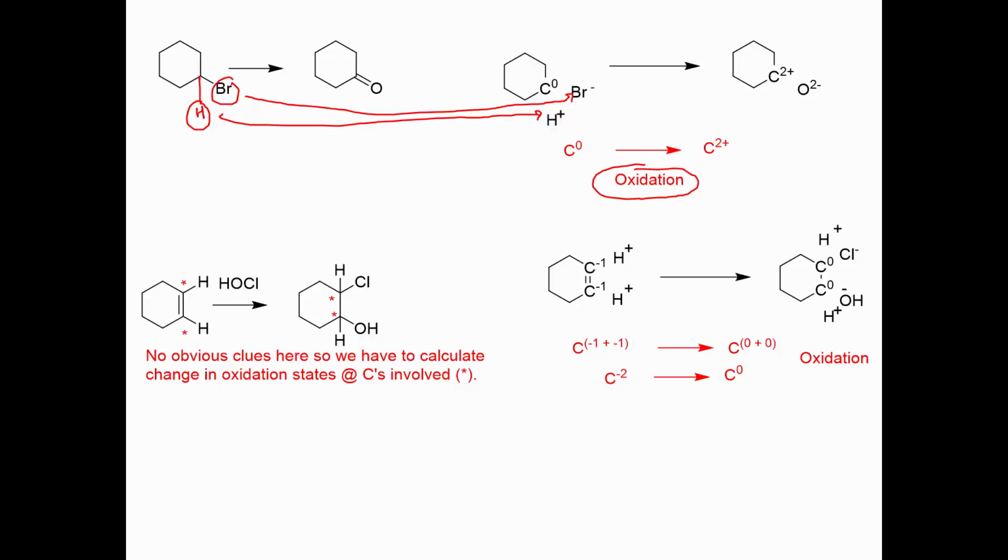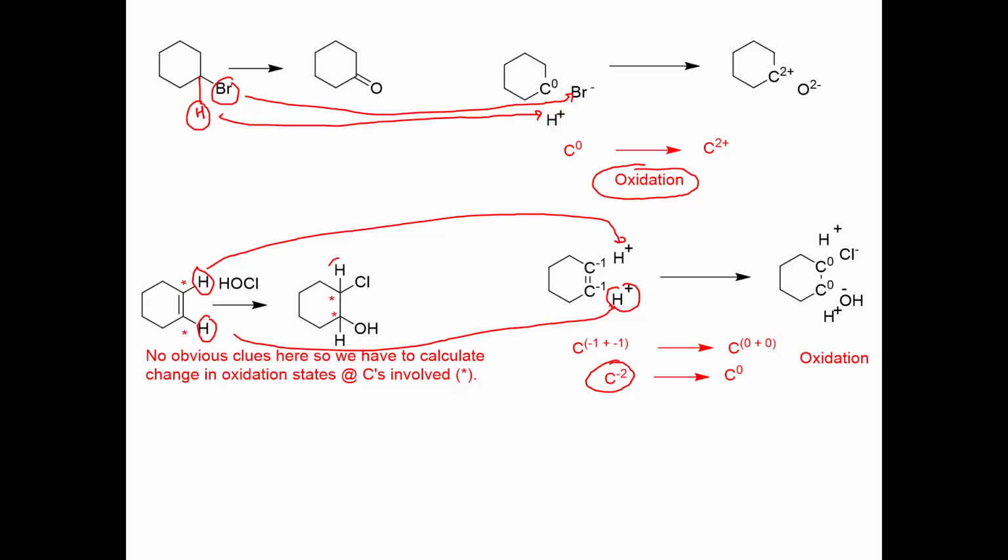In this last one, it's kind of hard to see, but let's look at it. The starting material is the same as the starting material in a previous example. We'll just do it again here for completeness. H is H+. That means carbon is -1. And this other carbon looks exactly like it. So the sum of the carbons that are being changed is -2. Two negative ones added together is -2.